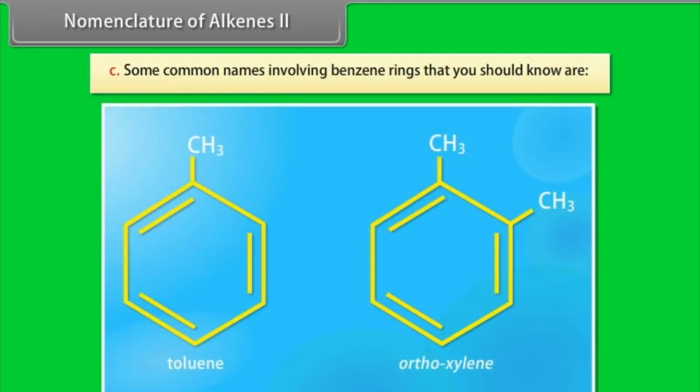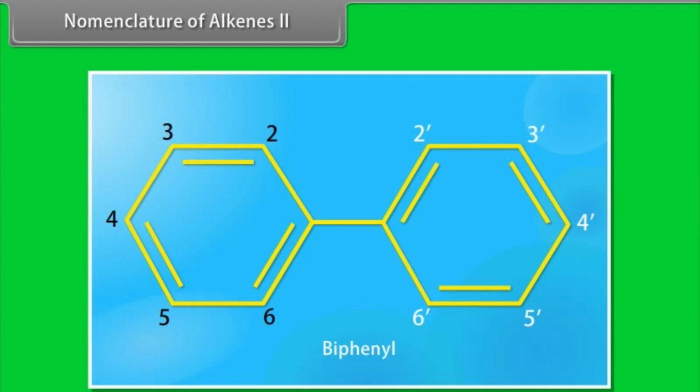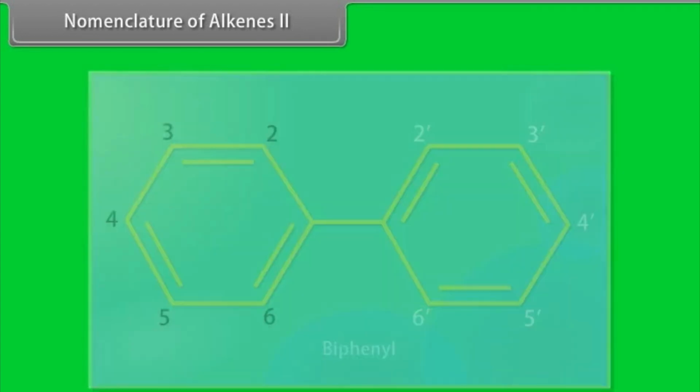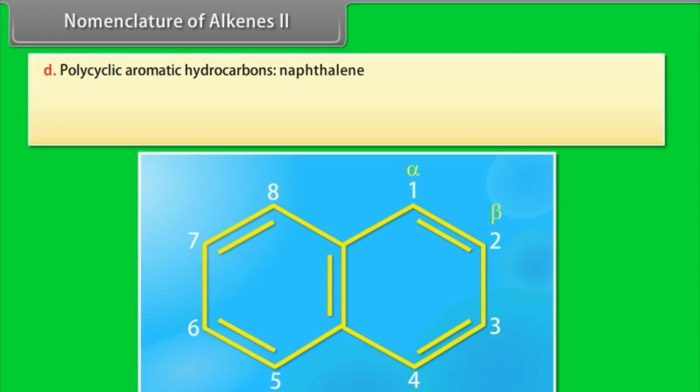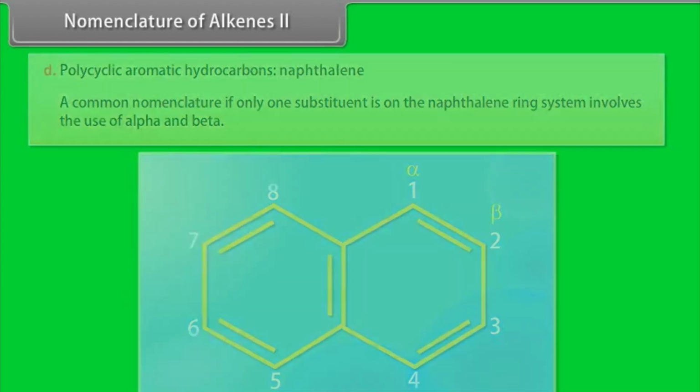Nomenclature of aromatic compounds, C. Some common names involving benzene rings that you should know are toluene and orthoxylene. Biphenyl. Notice the numbering convention for this compound. D. Polycyclic aromatic hydrocarbons that you should know include naphthalene. A common nomenclature, if only one substituent is on the naphthalene ring system, involves the use of alpha and beta.